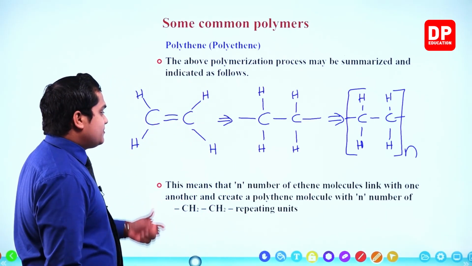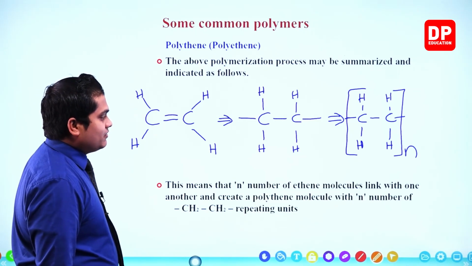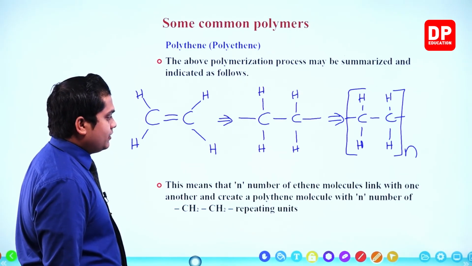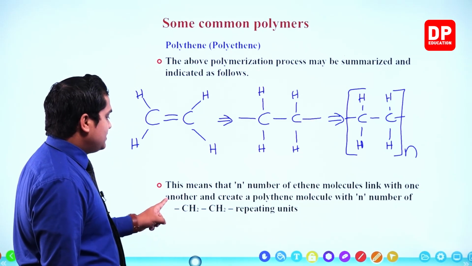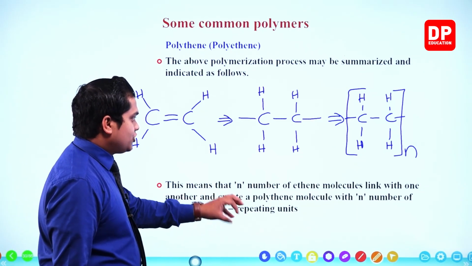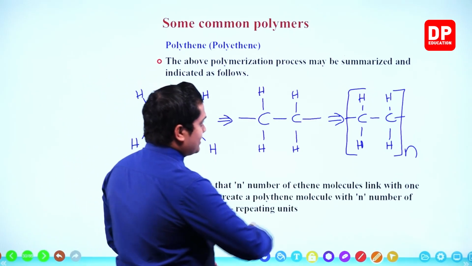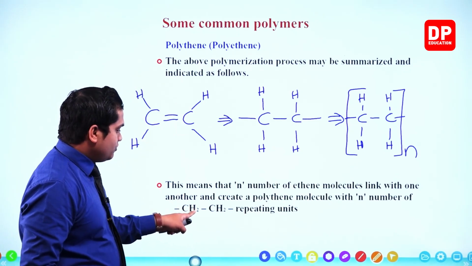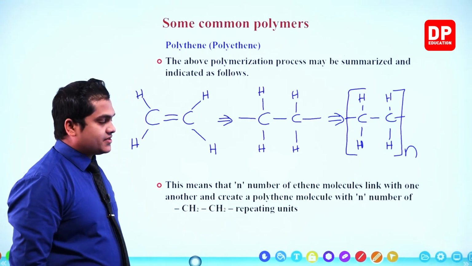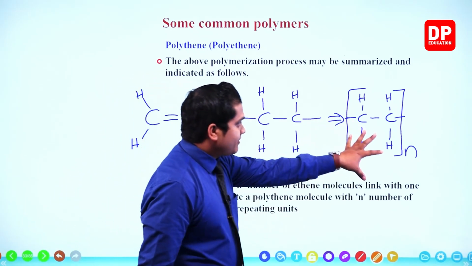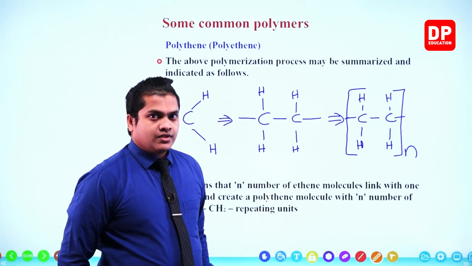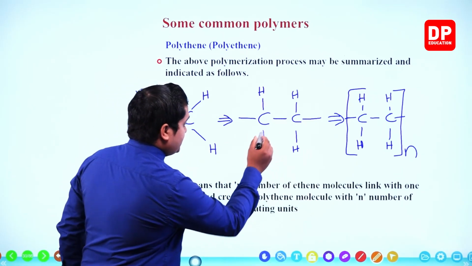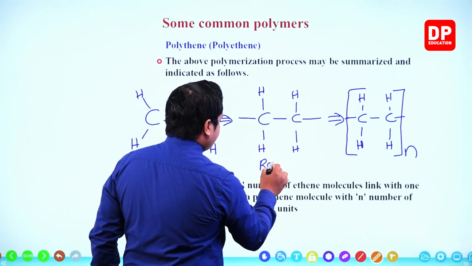So here it is given. This means that n number of ethene molecules link with one another and create a polythene molecule with n number of CH2 repeating units. See, CH2 bond CH2. See, CH2 bond CH2 repeating units. This is the one which is getting repeated then. CH2 units, repeating units. So this is what is referred to as the repeating unit.